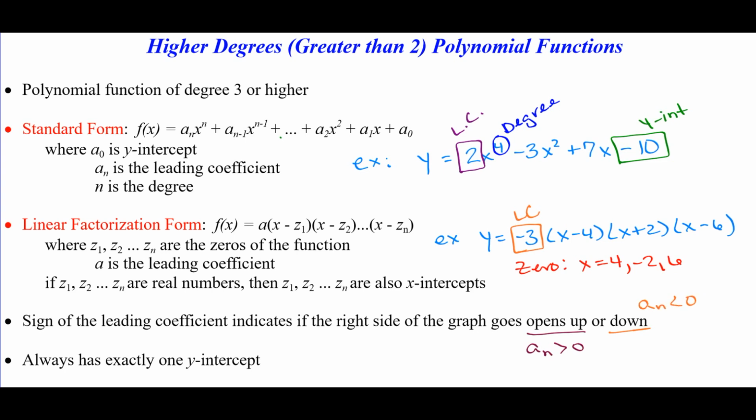Every polynomial function is going to have exactly one y-intercept. Remember, in standard form, I can find it right away because it's my constant. In factored form, we would have to plug in 0 to find that y-intercept.